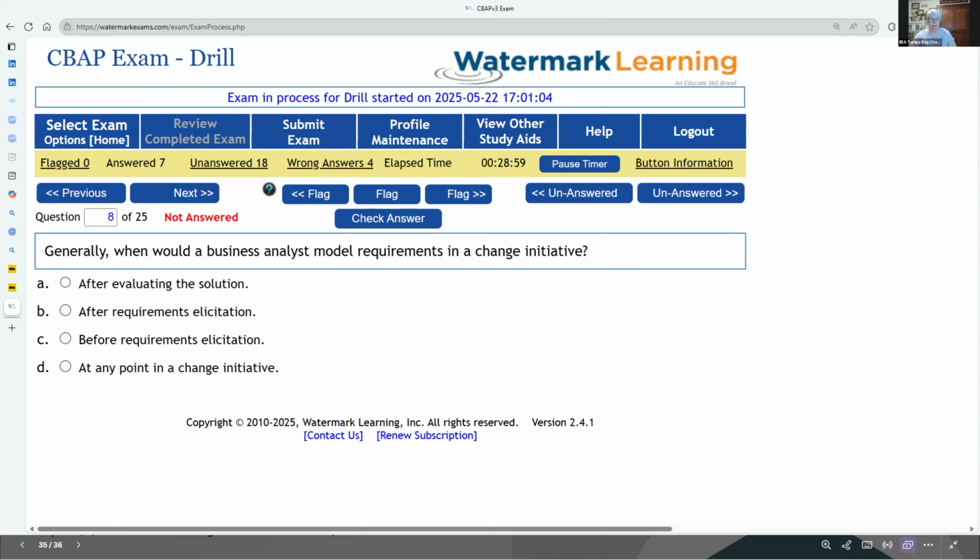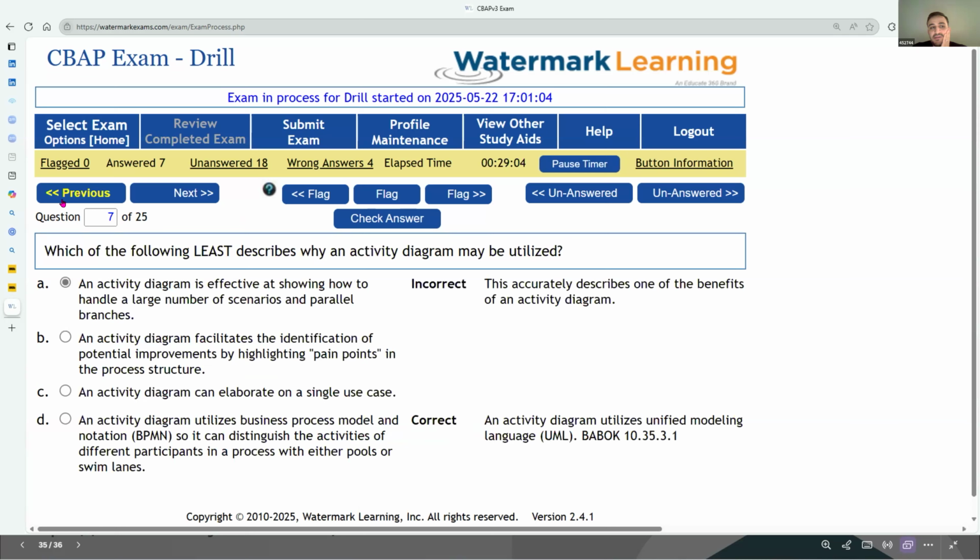You're right. And also the previous question, I mean, D is not a good option because it says that if you use BPMN to distinguish the activities of different participants, so we can use another notation, but still we can do that. So it says, you know, this is a wrong statement.